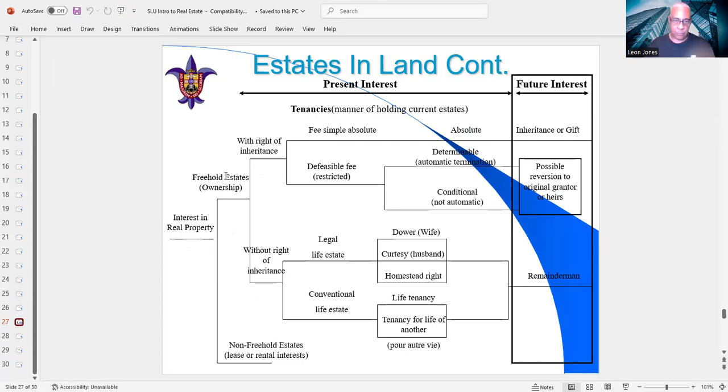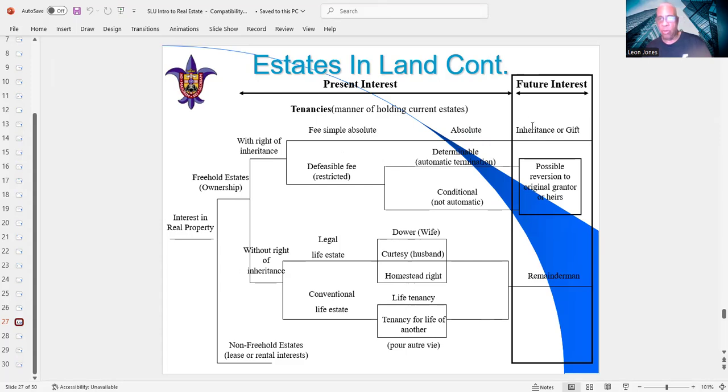And then you have your freehold estates, ownership, your non-freehold estates. Then you have with right of inheritance, without right of inheritance, and that's broken down into the fee simple absolute, the fee simple terminable, legal life estate, conventional life estate. Then you have absolute, the terminable automatic termination, conditional not automatic. Then under legal life estate, you have your wife, husband, and homestead. And then you have your life tenancy for life of another.